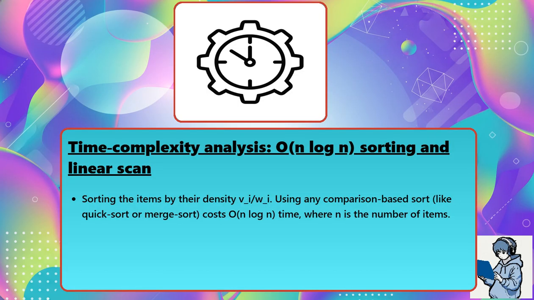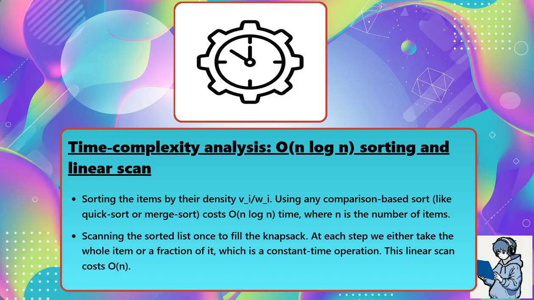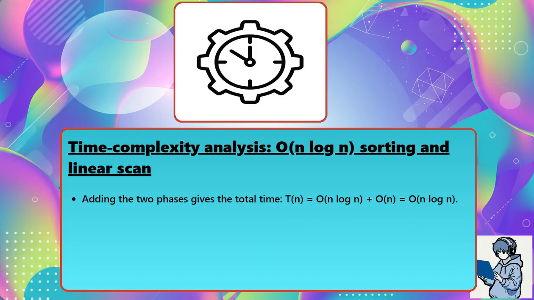Sorting the items by their density v_i over w_i using any comparison-based sort like quicksort or merge sort costs O(n log n) time, where n is the number of items. Scanning the sorted list once to fill the knapsack: at each step we either take the whole item or a fraction of it, which is a constant time operation. This linear scan costs O(n). Adding the two phases gives the total time: T(n) = O(n log n) + O(n) = O(n log n).